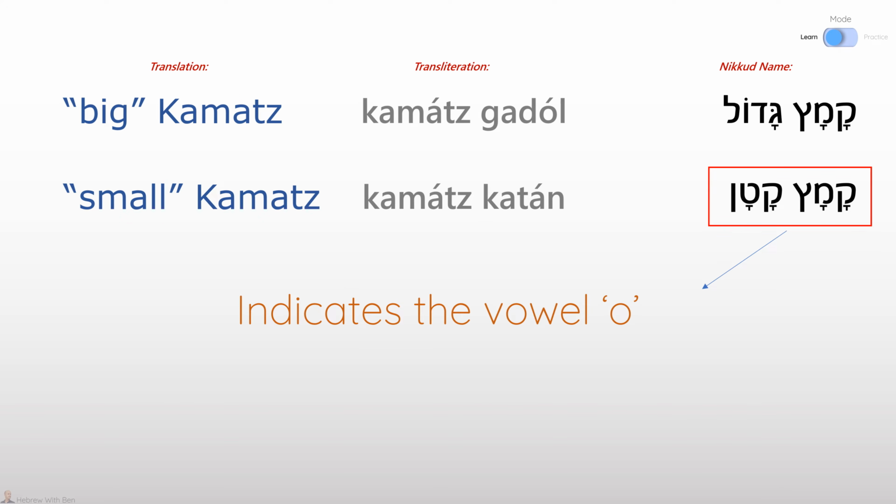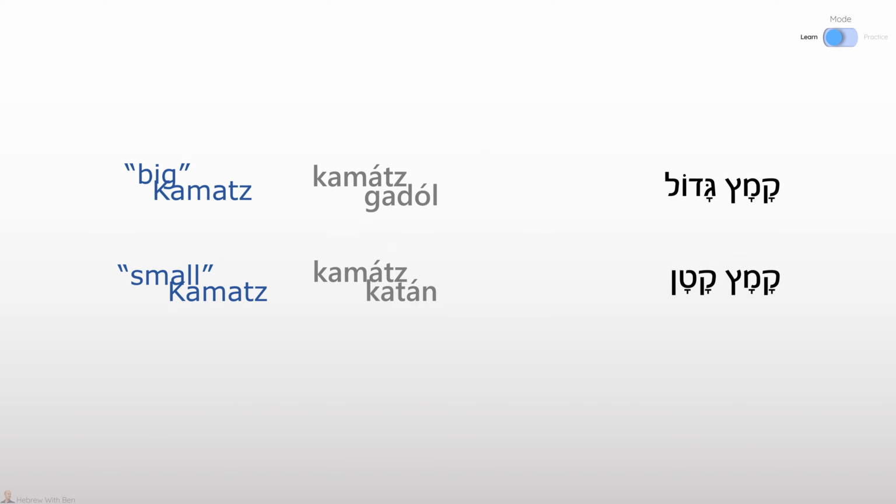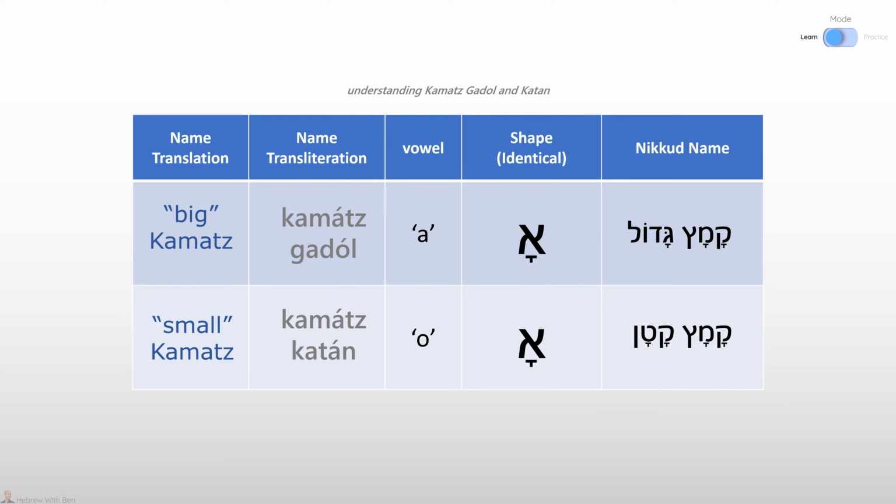Let me clarify this with the following table. As you can see, the shape of the Nikud sign is identical. Both Nikud signs look the same. The names are similar. One is called Kamatz Gadol or Big Kamatz, and the other is called Kamatz Katan or Small Kamatz. The big difference is the vowel they indicate.